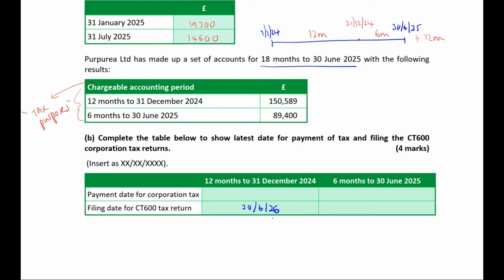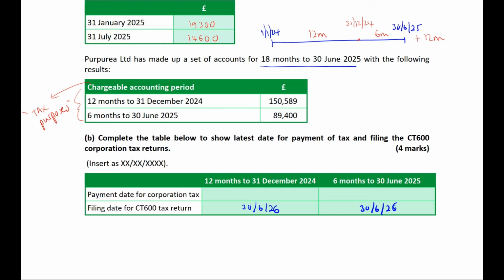And if the accounting period ends in June 2025, we've got until June 2026 to submit those corporation tax returns. Now, we do have to produce two of them. We have to produce a CT600 or corporation tax return for the first 12 months, then I have to do another one for those other 6 months. But they're both filed on the same date, and they're filed 12 months after my accounting period end date. So my chosen period end.